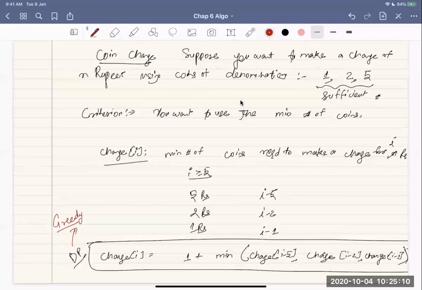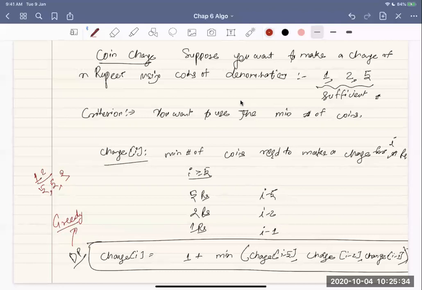Suppose I have to make change for 12 rupees using the minimum number of coins. What will you do? I'll see how many 5 rupee coins I can use, right? So I'll use 5, 5, and the remaining is 2. I will use a 2. I'll not use 1, 1, right? So that is what I will do, and the greedy algorithm just follows this.